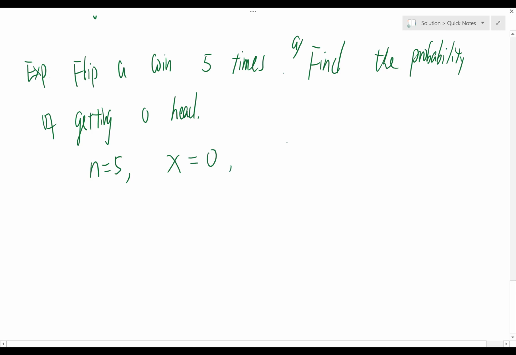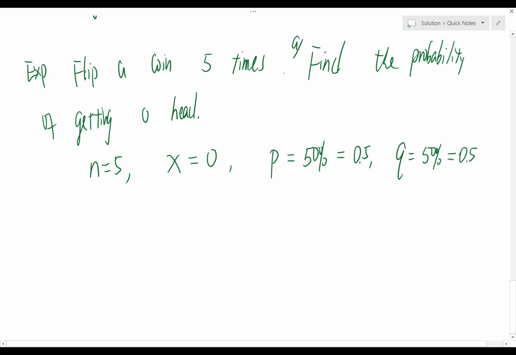And we also know p, the probability of success. By default, when you flip a coin any number of times, you have a 50% chance of getting a head and a 50% chance of getting a tail. So the probability of success is 50%. You can also turn it to a decimal, 0.5. And Q here is also 50%. You can also use 1 minus 50%, which is 50%. So they are complements.